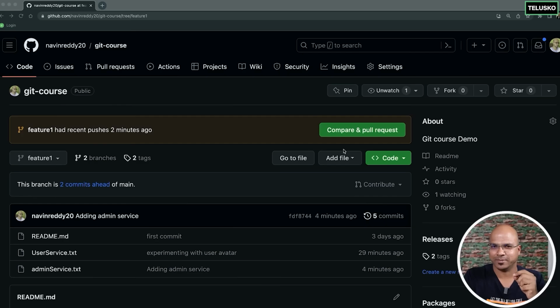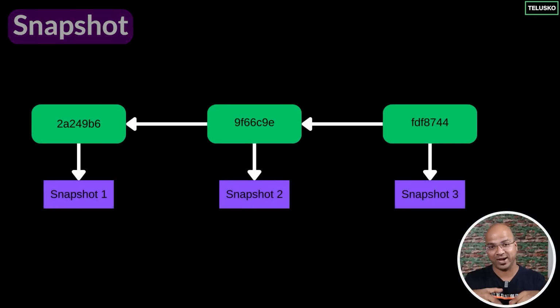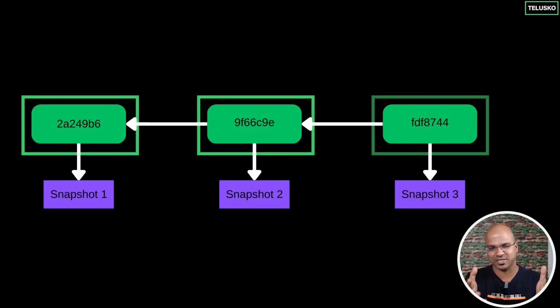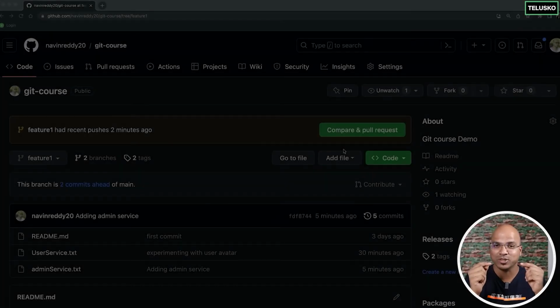Now, every time you do a commit, let's say when you do the first commit, what Git does is it creates something called a snapshot. It will take a snapshot of your files, and then it will give it a commit number. That's your checksum. We have seen the hexadecimal values, right? So that's your checksum. And then there's one more thing called a pointer.